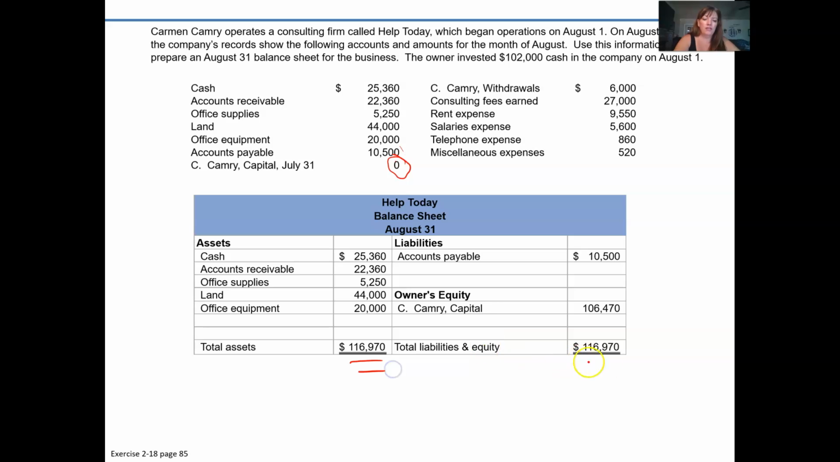Remember, double underline the totals at the bottom. Dollar signs the first time a number is listed in a column, and dollar signs on your grand total. Assets are listed in order of liquidity, then your liabilities and owner's equity on the right. Remember, you do not use the capital amount that's listed here. You use the total that you get from the statement of owner's equity.